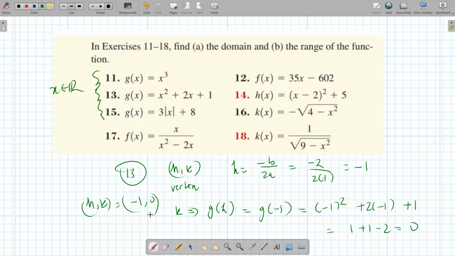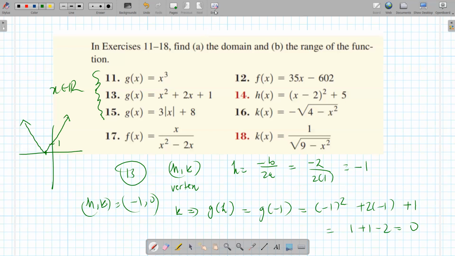Is this parabola opening up or down? It would be opening up. So the vertex is at -1 and 0, and the y-intercept is 1. So the sketch looks like this. Now what would be the range? 0 to positive infinity. Good.